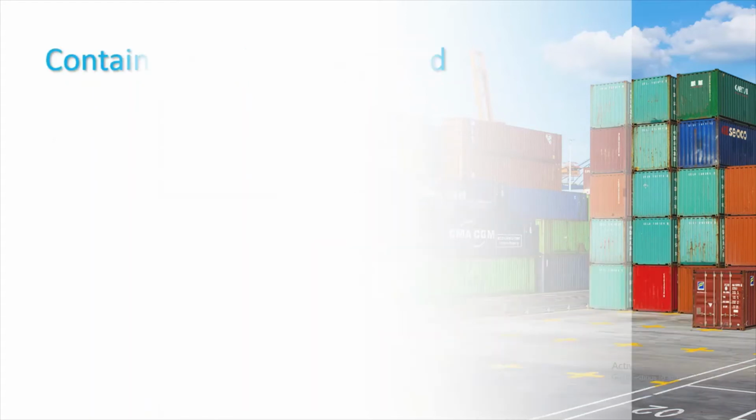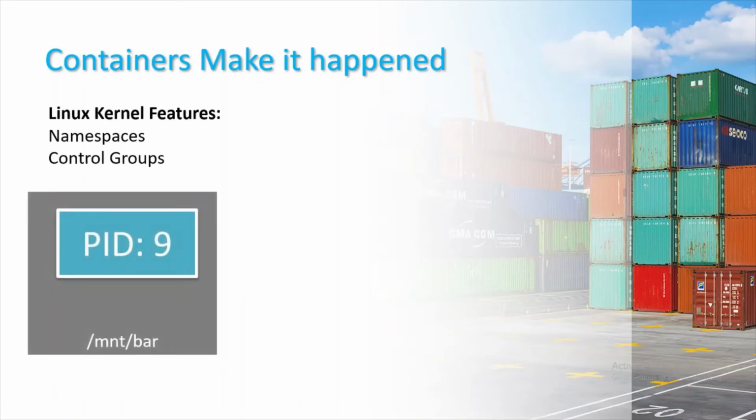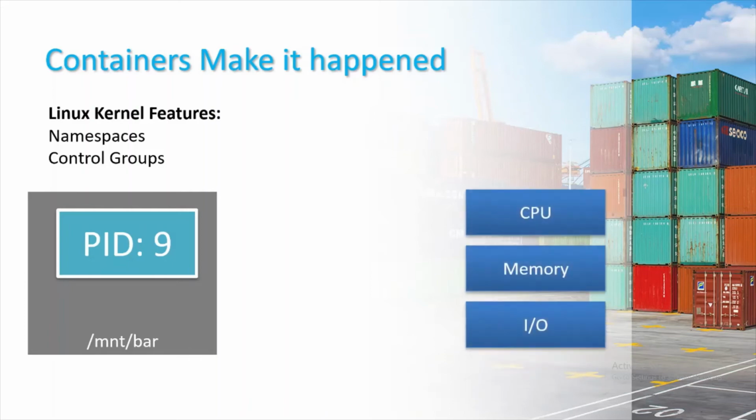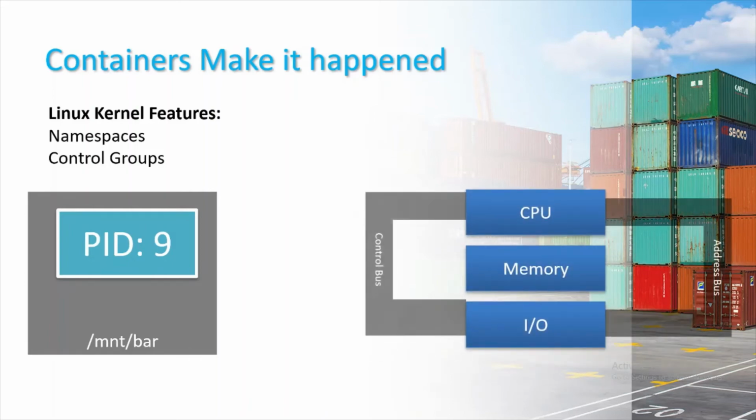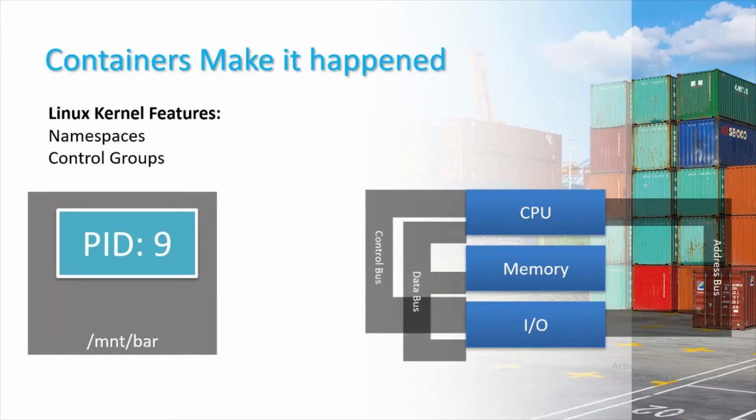And then control groups. What do control groups give us? Let's say you have process ID 9 running in your operating system, and it needs some CPU, memory, and IO. I don't want process ID 9 to end up consuming so much CPU and so much memory that the rest of the processes starve. So we set the limit by using control groups.